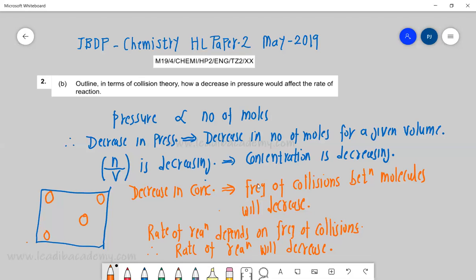And because of that, as per the collision theory, the rate of reaction depends on how quickly the molecules are colliding with each other, because a reaction occurs because of collision. So faster the collision, faster the rate, simple. Very, very straightforward.